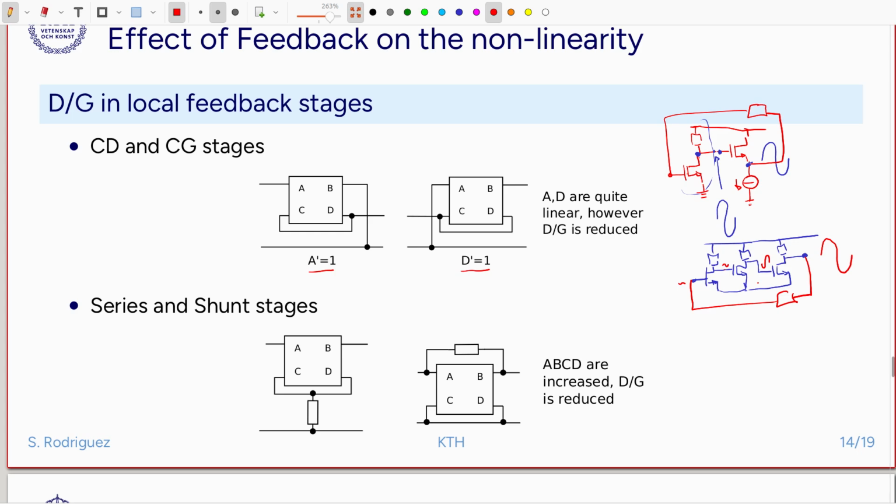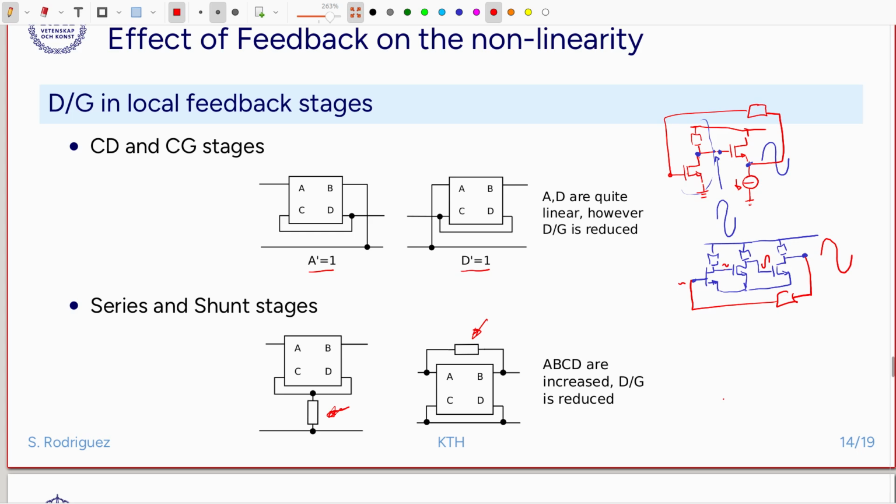Then there is also the alternative of using passive components to linearize the stages, and we have seen, for instance, the series stage here, and the shunt stage with the shunt resistance here. And we should discard these immediately, because all the ABCD parameters are just increased when we add these impedances, and then the differential error to gain ratio is just reduced. So it is not a good idea to use such stages as the output.